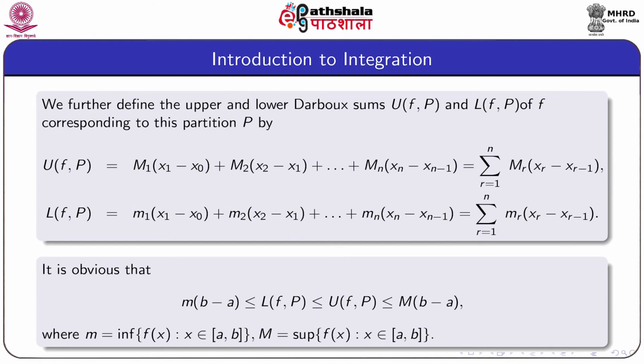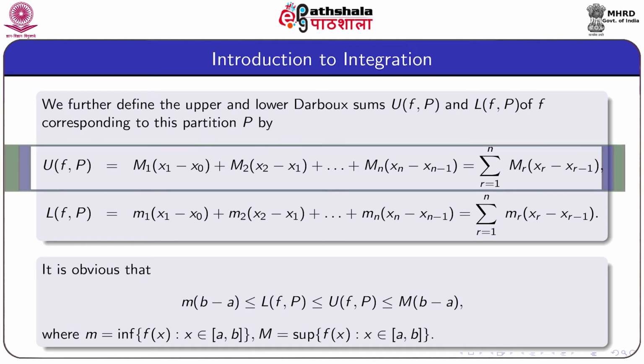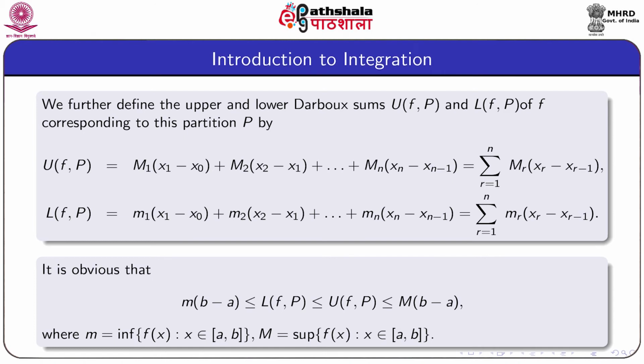We further define the upper and lower Darboux sums, which we denote by U(f,P) and L(f,P), corresponding to this particular partition capital P, by the following: U(f,P) equals M1 times (x1 minus x0), where M1 is the supremum of f over this interval x0 to x1, and x1 minus x0 is the length of this subinterval, plus M2 times (x2 minus x1). The sum continues up to the nth term, Mn times (xn minus xn−1). So it is the summation r equals 1 to n of capital Mr times (xr minus xr−1).